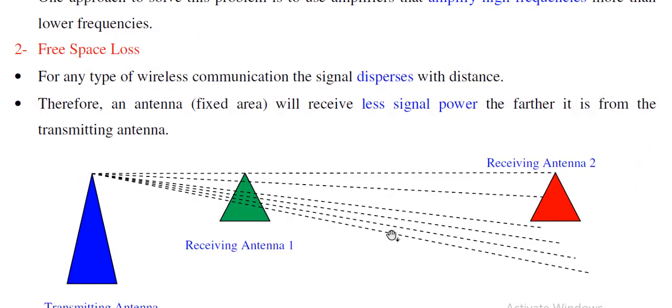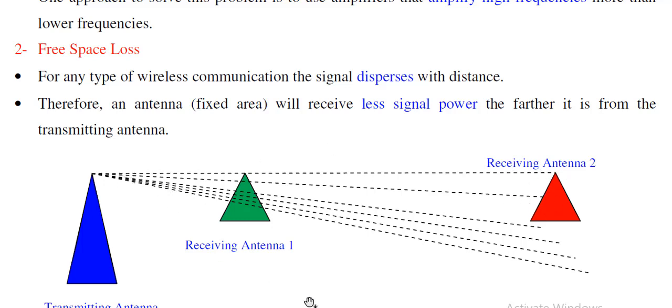The second type of impairment is the free space loss. The first one is the attenuation. The second one is the free space loss. And as we can see here, we have antennas, a transmitting antenna and receiving antennas. The farther the antenna, the lower the energy of the signal they will receive.